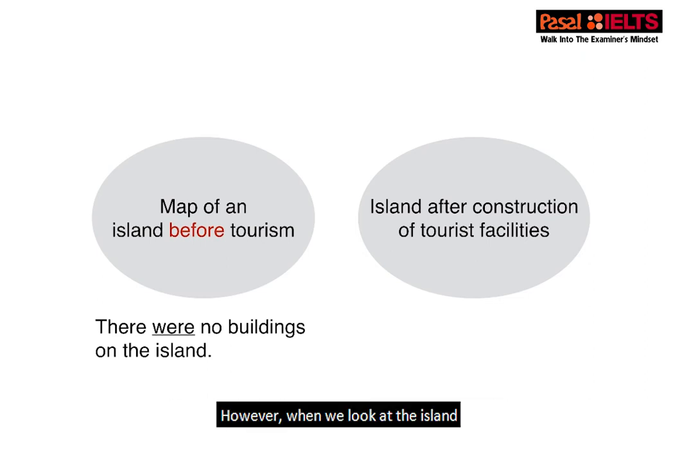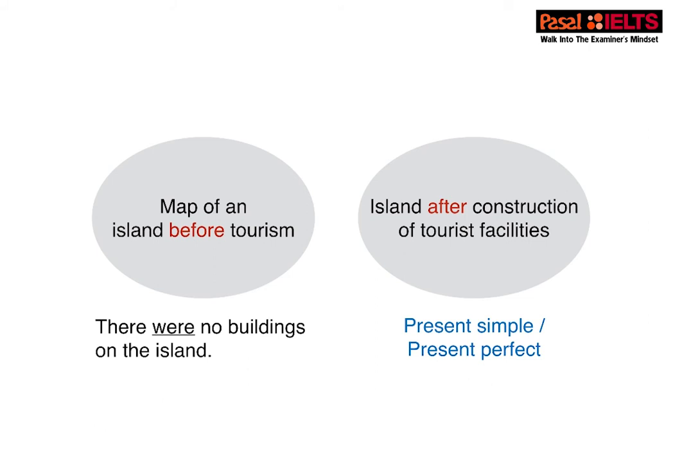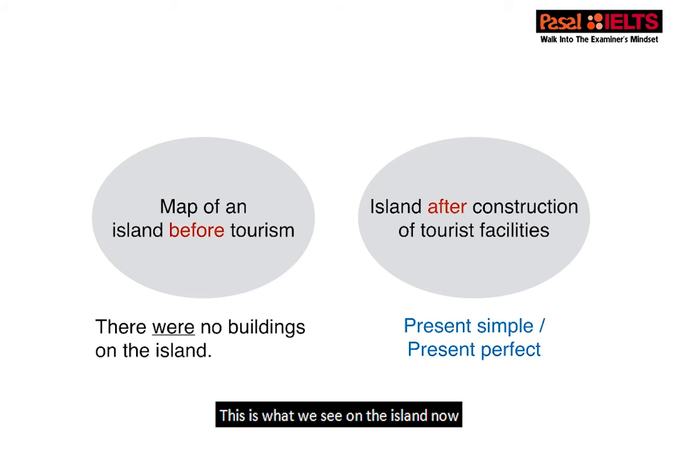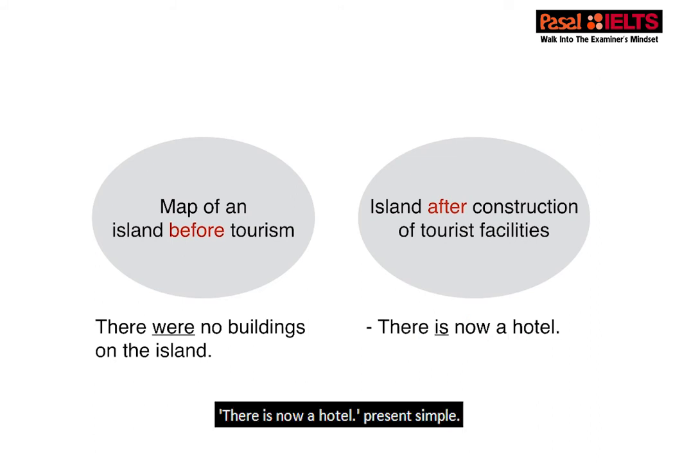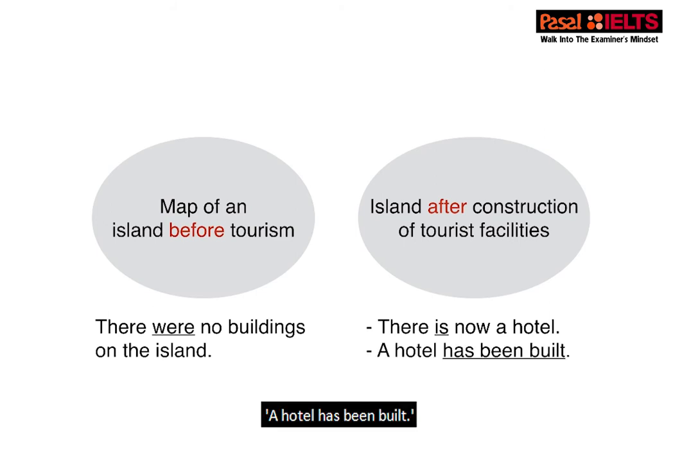However, when we look at the island after construction of tourist facilities, we can use two tenses. We can use the present simple or the present perfect. This is what we see on the island now. For example, there is now a hotel, present simple. A hotel has been built, that's the present perfect in the passive, because this is what we see on the island now.